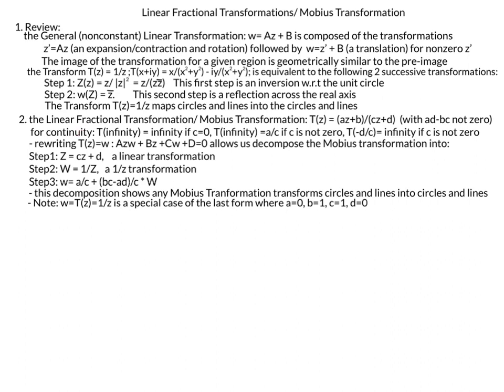For continuity's sake, we'll define T of infinity equal to infinity if c equals 0, and T of infinity equal to a/c if c is not 0. And finally, we define T of -d/c equal to infinity if c is not 0. And much like we did for the linear transformation and the transformation 1 over z, we're going to break T of z into smaller transformations that when we compose them together give us T of z. But that will allow us to study the smaller transformations more effectively.